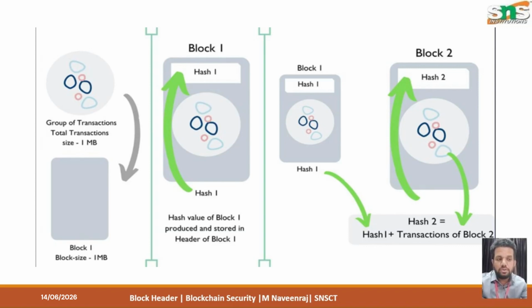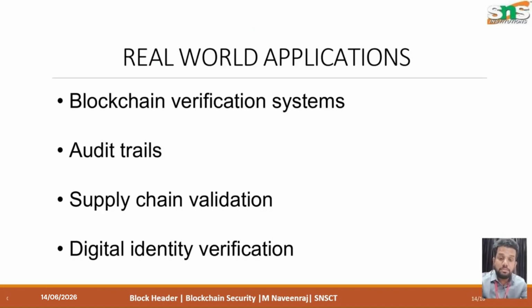So the Bitcoin block header is mainly used for proof of work and secure block linking. Its advantages are an extremely secure, tamper-proof design. As for real-world applications, block headers are used in blockchain verification systems, audit trails, supply chain tracking, and digital identity systems. So everywhere, data integrity is critical.